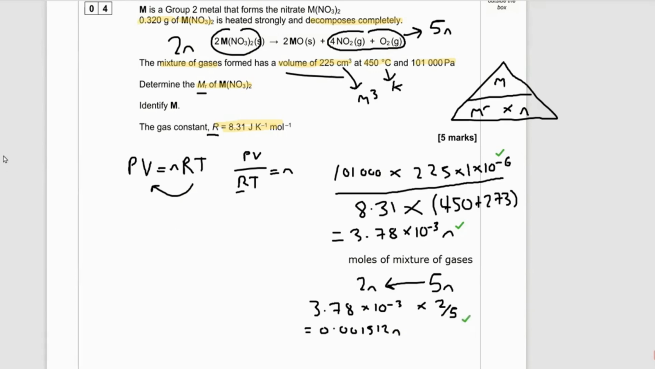Now, if you don't really understand that, you could say, let me work out the moles of oxygen. You could divide 3.78 times 10 to the minus 3 by 5 to find out how much 1 oxygen mole is. And then times it by 2 because it's in a 1 to 2 ratio with the metal nitrate. So you could do it that way as well.